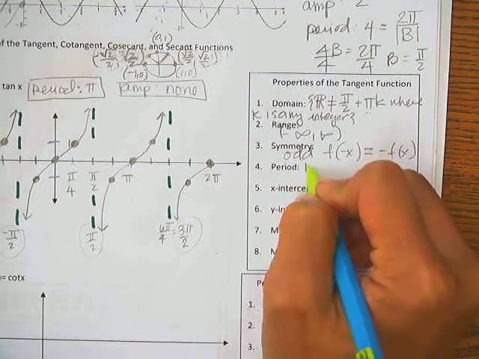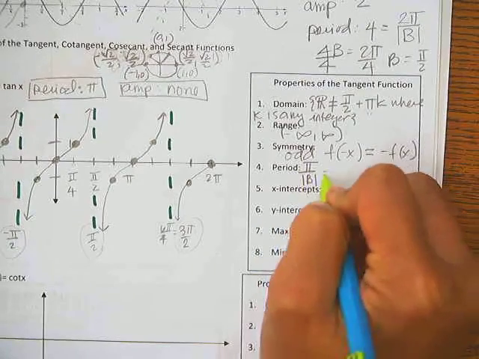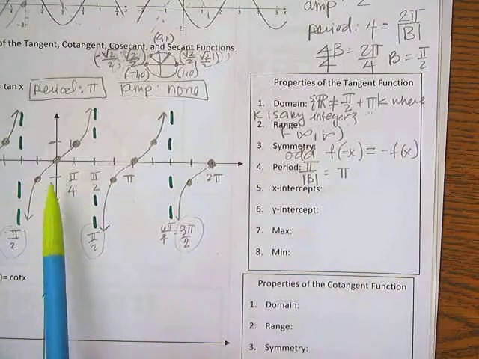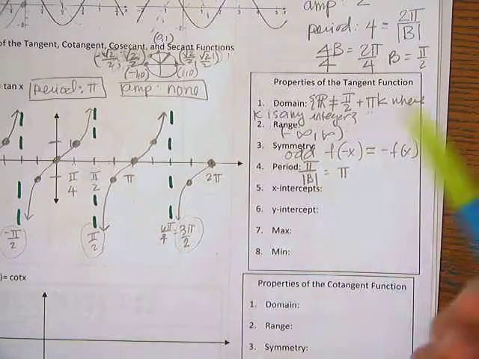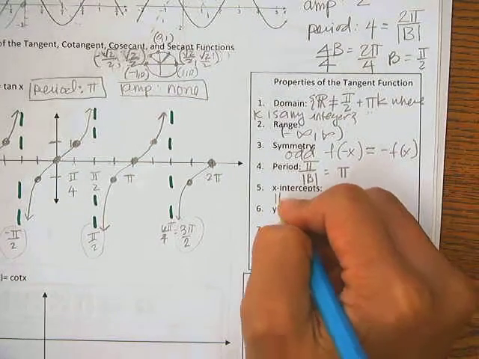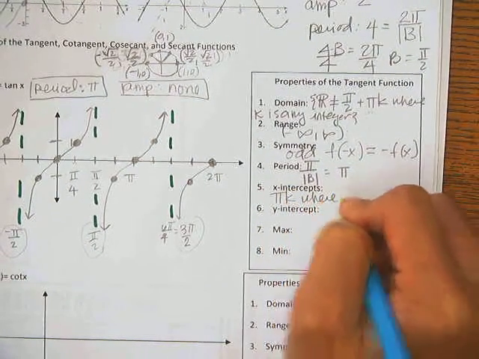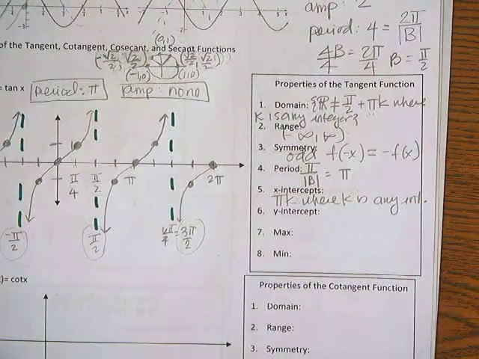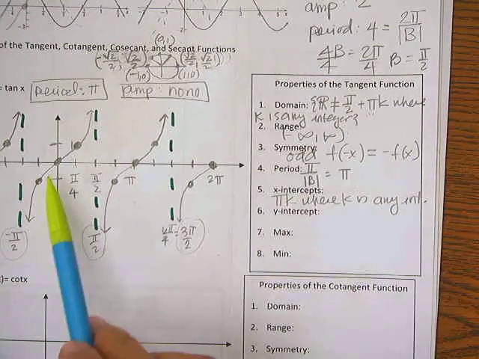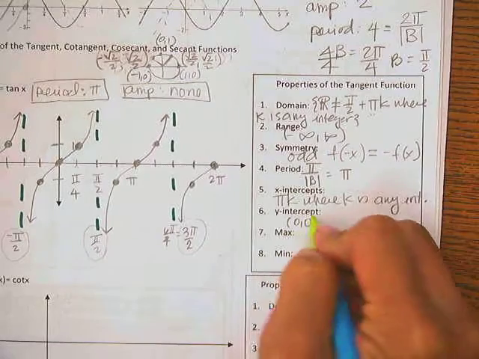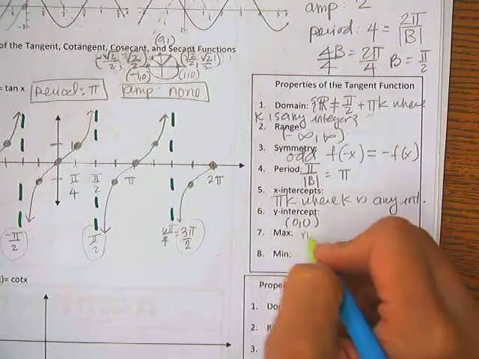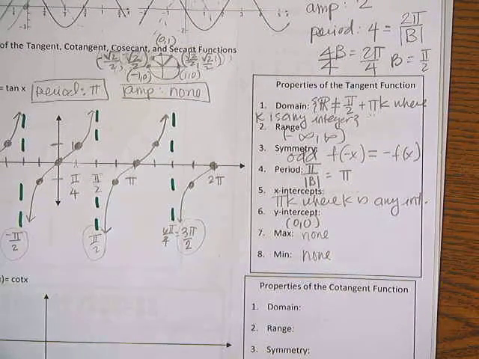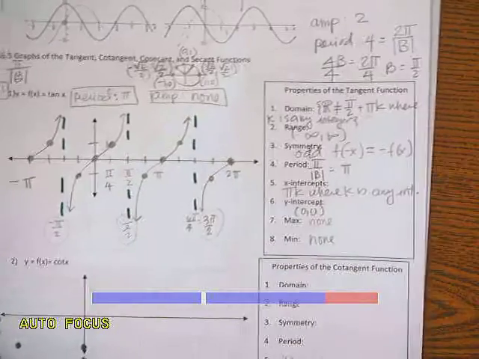Period, we said it's going to be pi divided by absolute value of b, which is always pi for the parent function. X-intercepts, we have it at 0, at 1, at 2. So it looks like it's just going to be pi k, where k is any integer. Y-intercept, we have 1 at 0, 0. There's no max and no minimum, therefore we do not have any amplitude. And that is our awesome looking function for tangent.